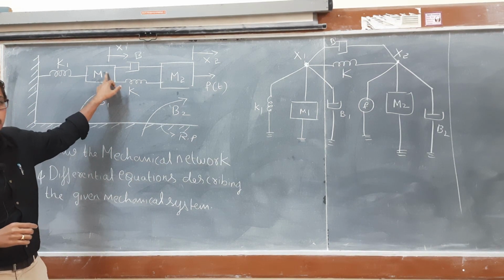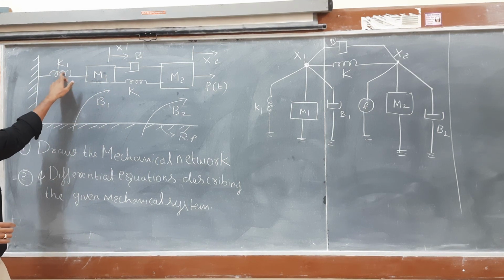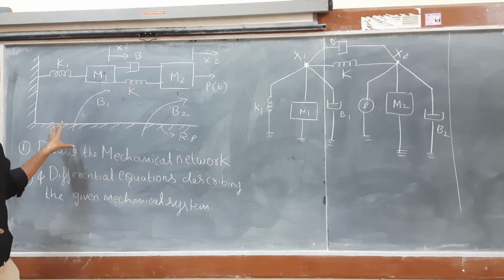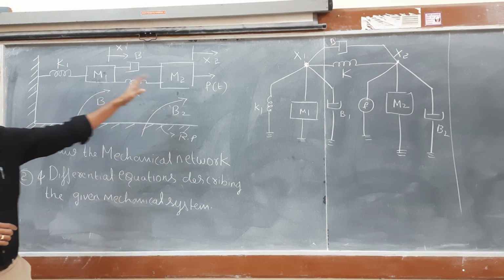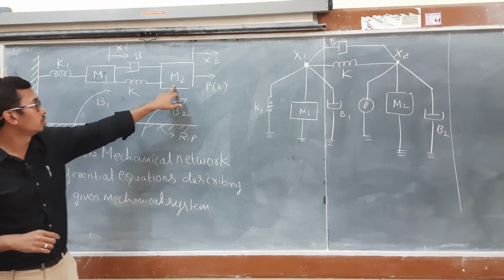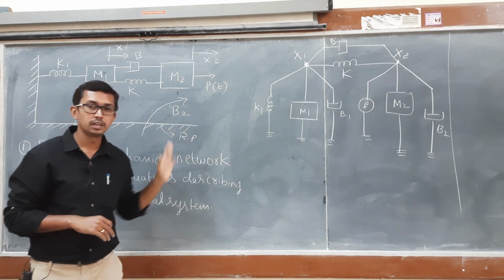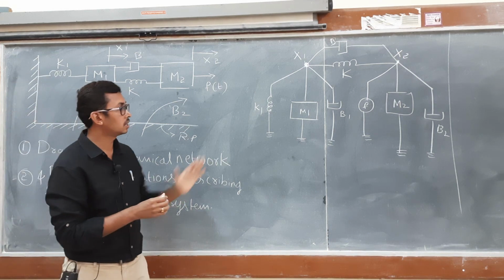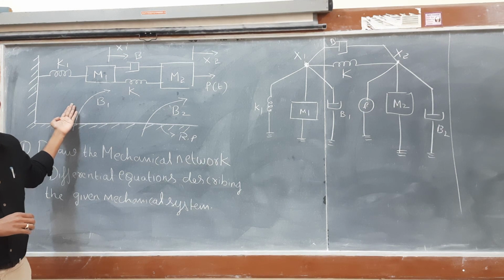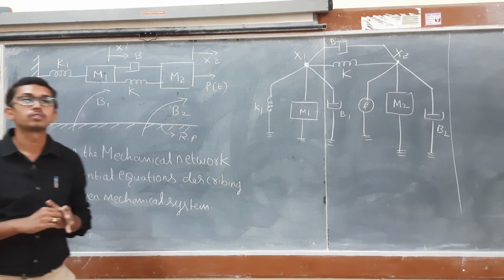To node 1, mass 1 is there, B1 is there, spring K1 is there, and also the damper B and K. These are the elements with reference to mass 1, and that has been represented. And what else is there for mass 2? B2, M2, F of T, B and K. So everything is done. This is the mechanical network for the given system.